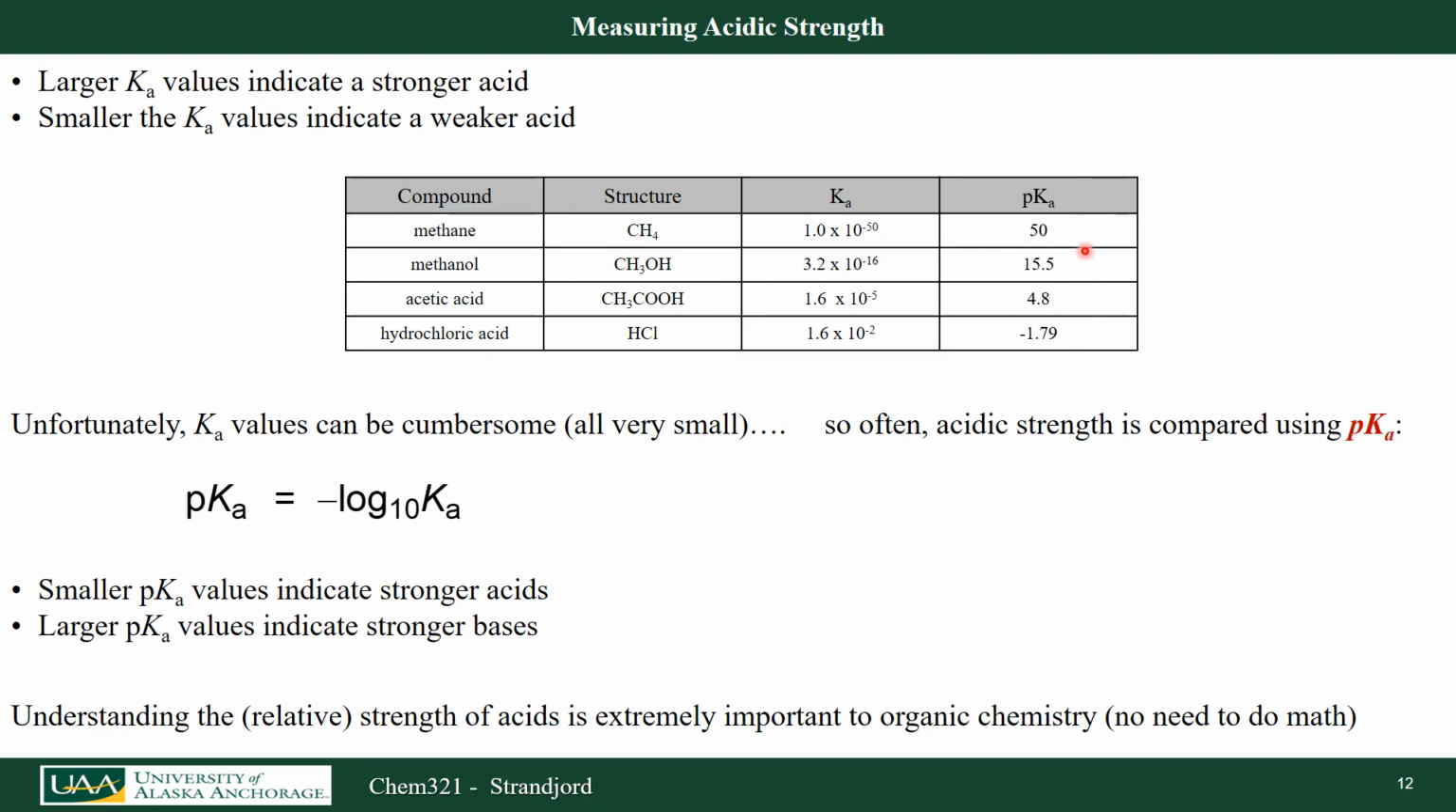Notice in this case that my largest number is my weakest acid, and my smallest or negative number is my strongest acid. That's because I'm taking the negative log of these values, and that reverses the order. So smaller pKa's indicate stronger acids. Larger pKa's indicate stronger bases or very weak acids. Understanding the relative strength of acids in organic chemistry is very important. We do not do any math here, so we don't calculate pKa's or Ka's, but we do need to know the relative strength of acids, and we can just look at the pKa's for that. Small numbers mean acidic, large numbers mean basic or very weak acids.